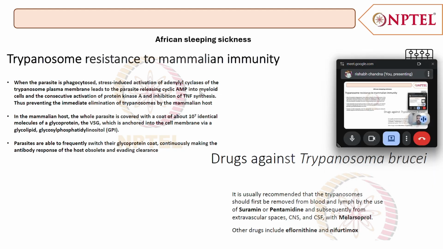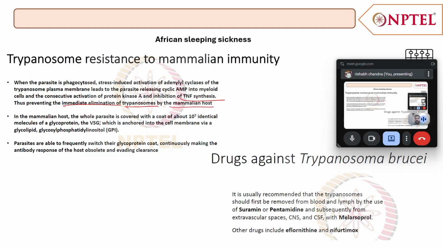So how does this trypanosome resist mammalian immunity? When the parasite is phagocytosed, stress-induced activation of the adenylate cyclase of the trypanosome plasma membrane leads to the parasite releasing cyclic AMP into the myeloid cells, and the consecutive activation of protein kinase A inhibits TNF synthesis, thus preventing the immediate elimination of the trypanosomes by the mammalian host.